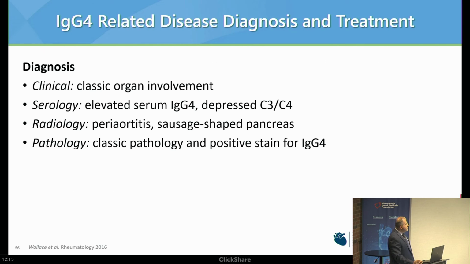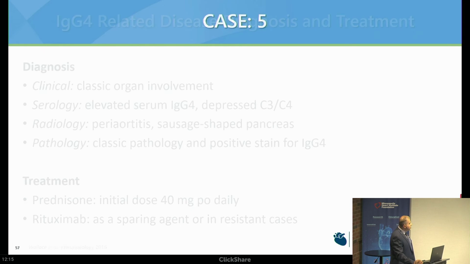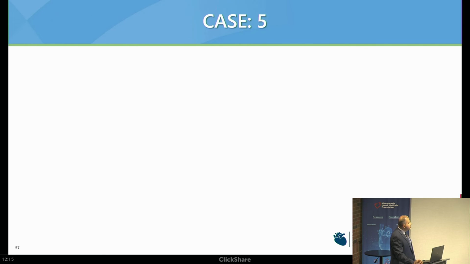So how do we diagnose them first, and then how do we treat these patients? Diagnosis is based on classic clinical organ involvement and serology showing IgG4 presence. Radiology, looking at periaortitis and sausage-shaped pancreas, and the pathology staining positive for IgG4. And for the treatment, we start with prednisone, and again, rituximab is a good agent for these patients.